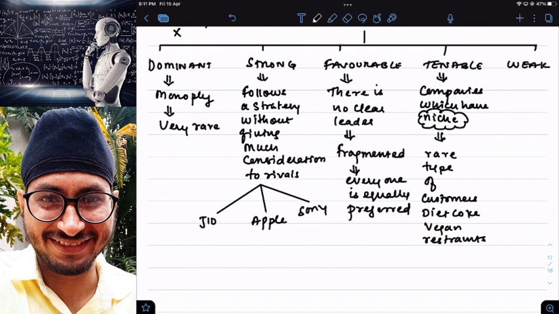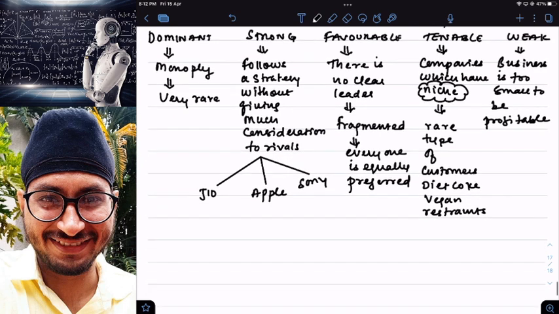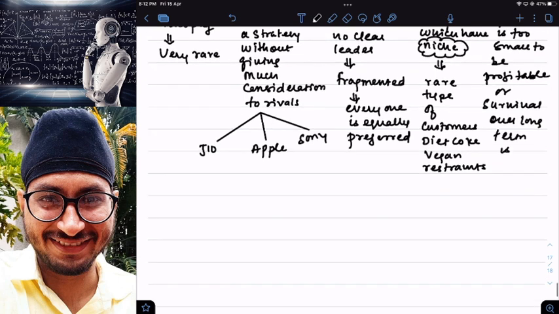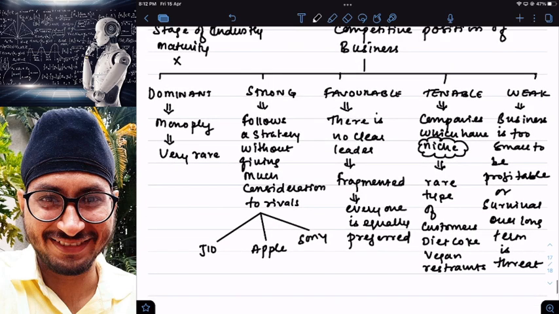Weak means business is too small to be profitable. These type of companies, clear, or you can say survival of these companies over long term is a threat. Very clear. So how many types according to ADL?